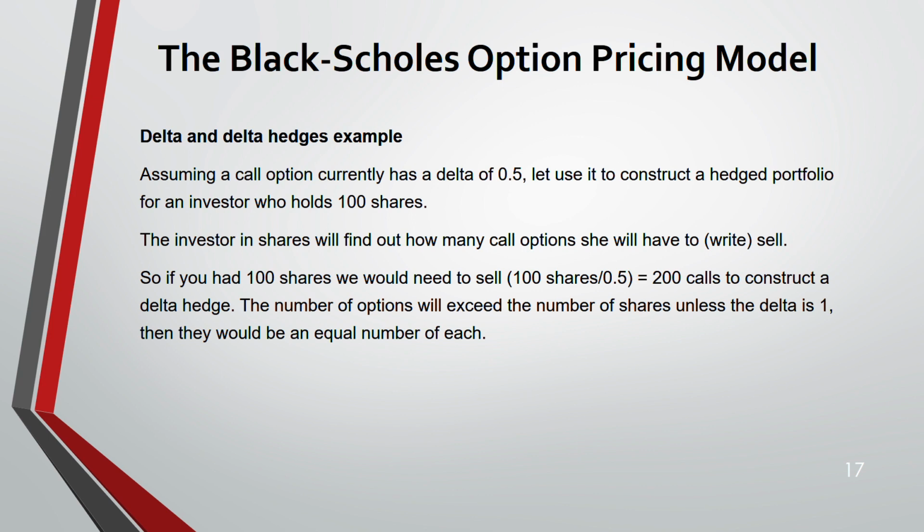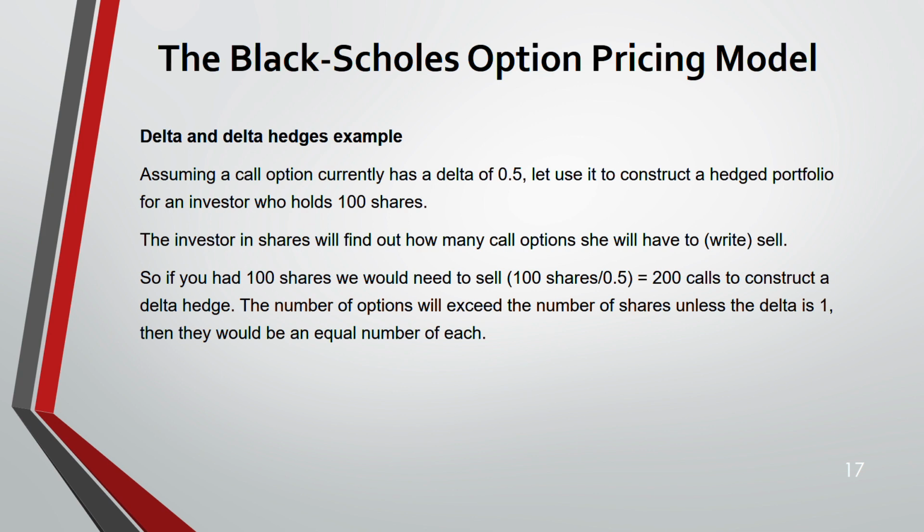There is another way of checking whether you are right or not. Just divide 100 by 200. You have to get 0.5. That means the number of shares that you have divided by the number of call options that you have to sell, which is 100 divided by 200, you have to get 0.5 at the end. That's why.